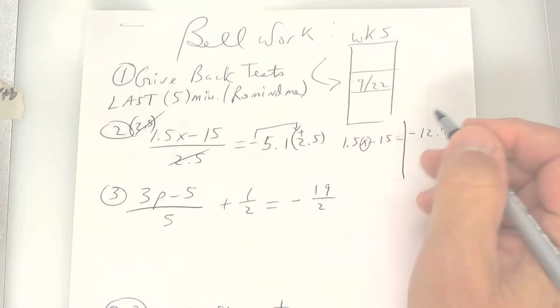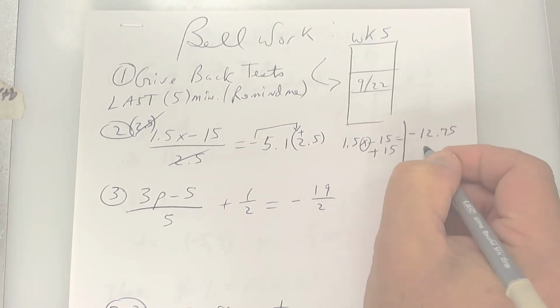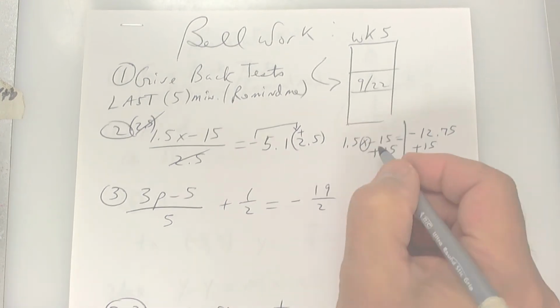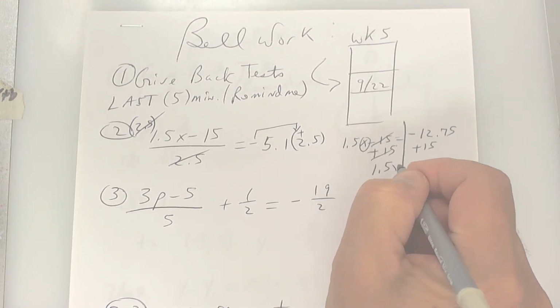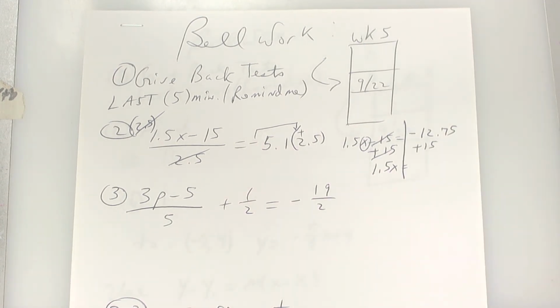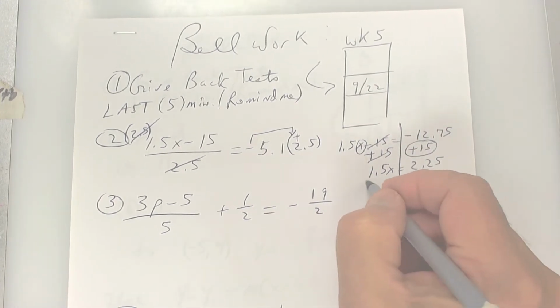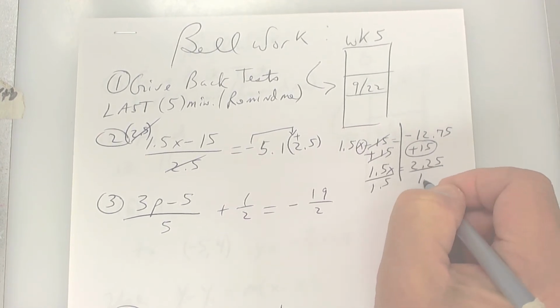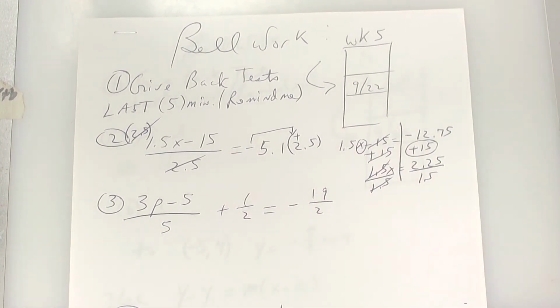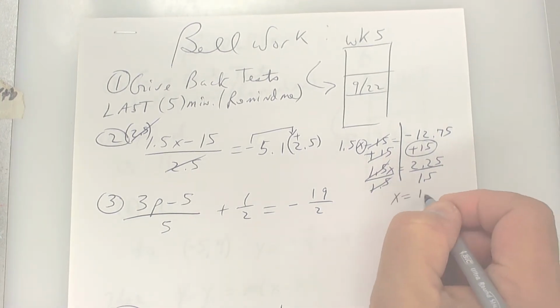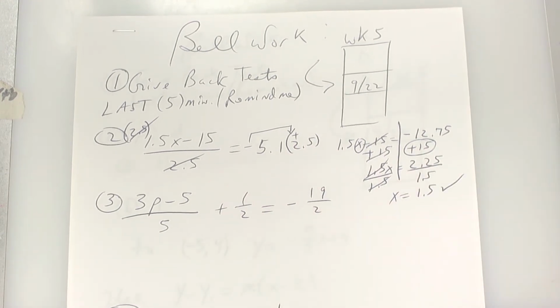Draw your line, circle your x. You want to add 15 to both sides. And when you do, you're going to get 1.5x is equal to whatever that is. So minus, I get 2.25, and that should be a positive because you got more positives. And then divide by 1.5, and whatever you get is your answer. So I end up with 1.5. Okay, you can double check that. Also pay attention to your signs. Make sure they're right. Well, let's go on.